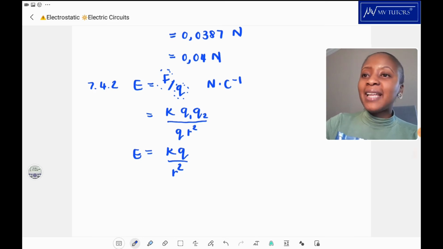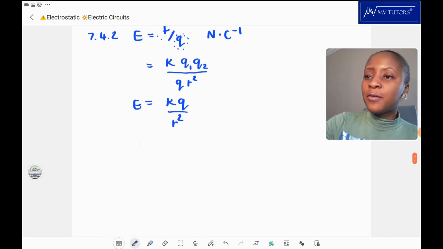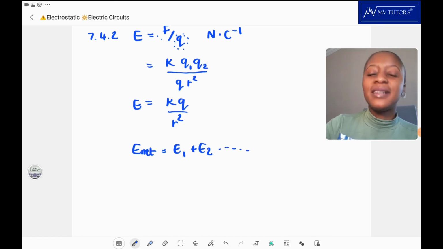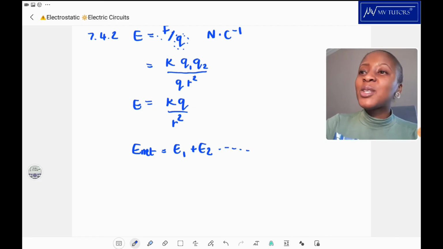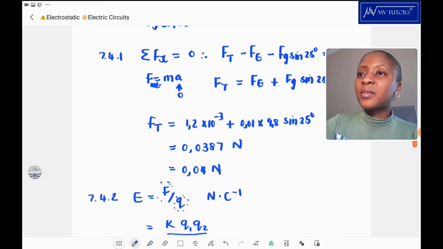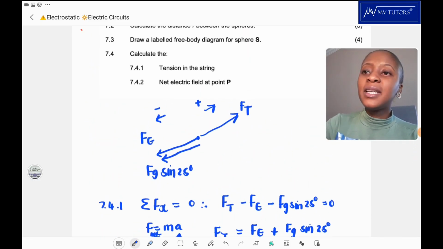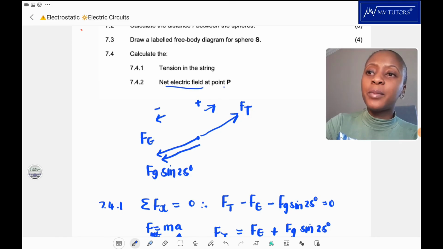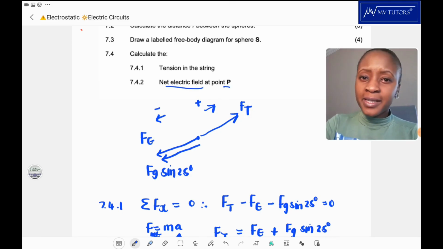If you are looking for the net, E net, you're going to have to add them all up. So E1, E2, and so on. Now they're asking for the net electric field at point P. So what is actually affecting P?